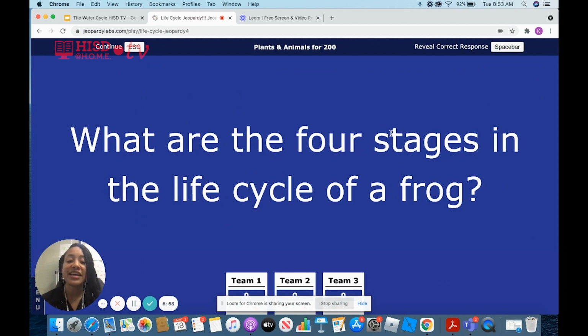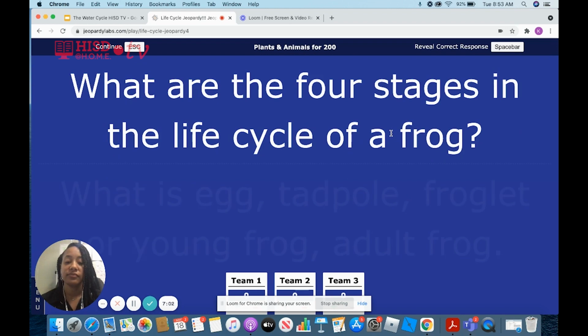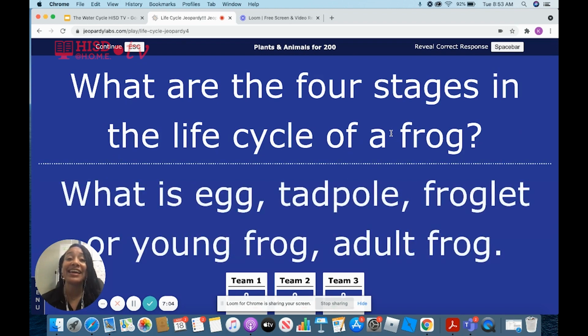What are the 4 stages in the life cycle of a frog? Yes, those stages are egg, tadpole, froglet or young frog, and then adult frog.